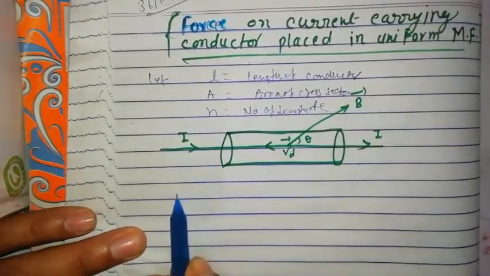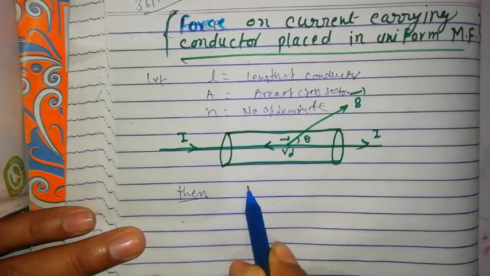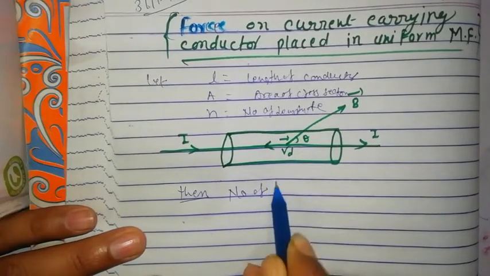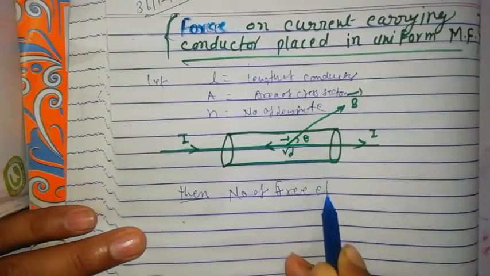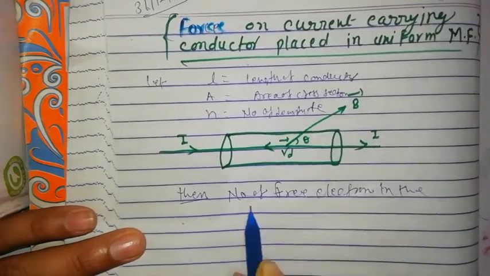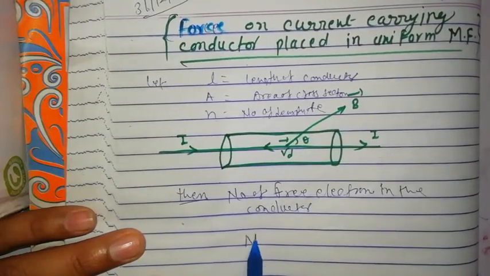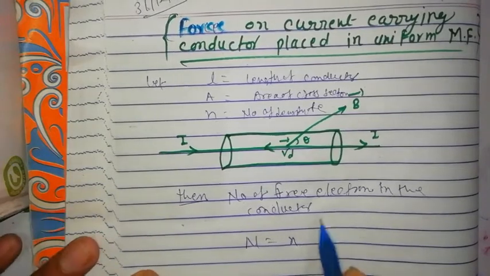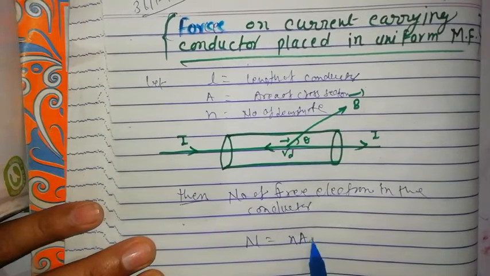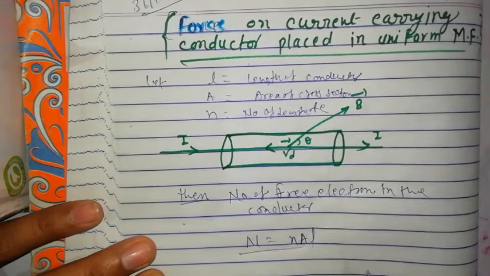Then, under these conditions, the total number of free electrons in the conductor is given by capital N, which is equal to number density times area times length, n A l. It is the total number of electrons in the conductor.